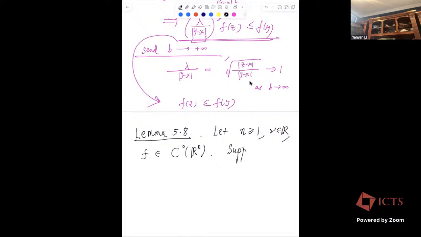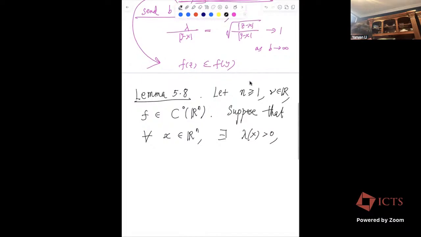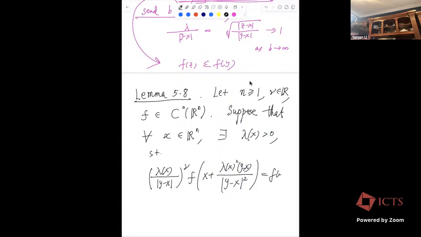Suppose that for every x in R^n, there exists a finite positive lambda of x, such that if you take nu equal to n minus 2, that is the Kelvin transform with that radius is equal to f of y for all y belonging to R^n minus x.